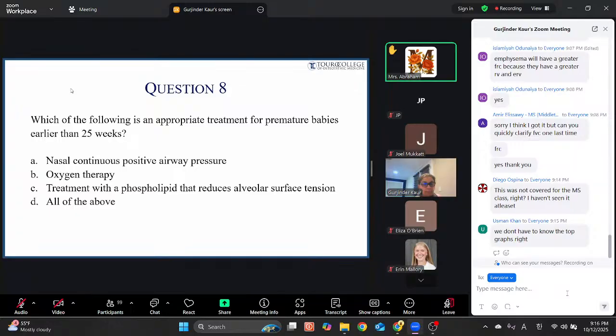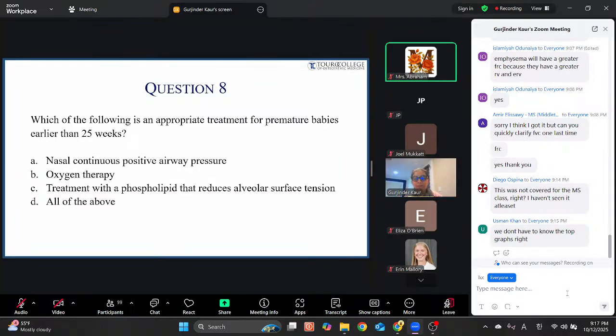Yes, ma'am. When I read the question, I see we have a premature baby earlier than 25 weeks. I would say all of the above, because we want to give some type of phospholipids, like glucocorticoids, which is pretty much a surfactant for the child. We do want to give oxygen therapy, and then the nasal continuous positive airway pressure, the cannula, in their nostrils as well. So for this 25-week child, I would give all three.